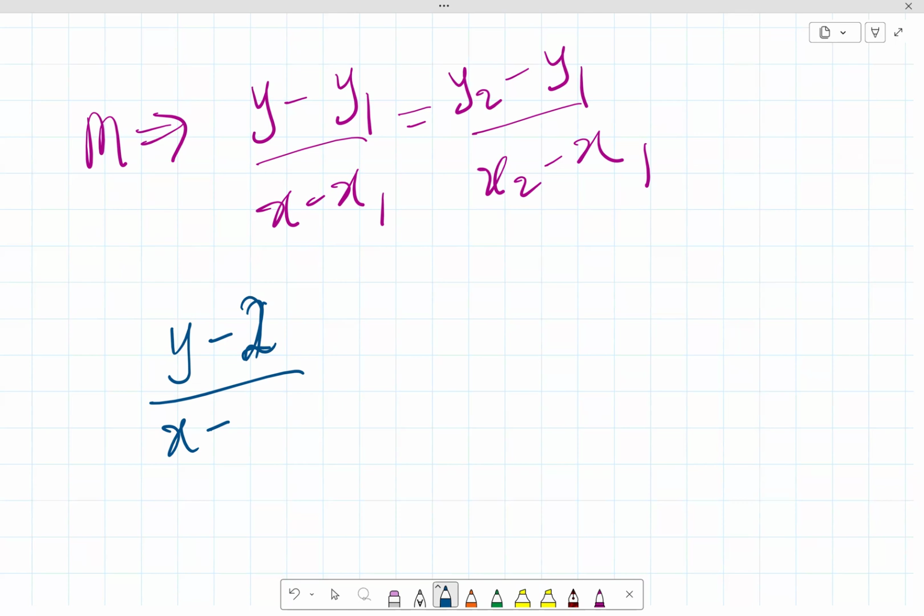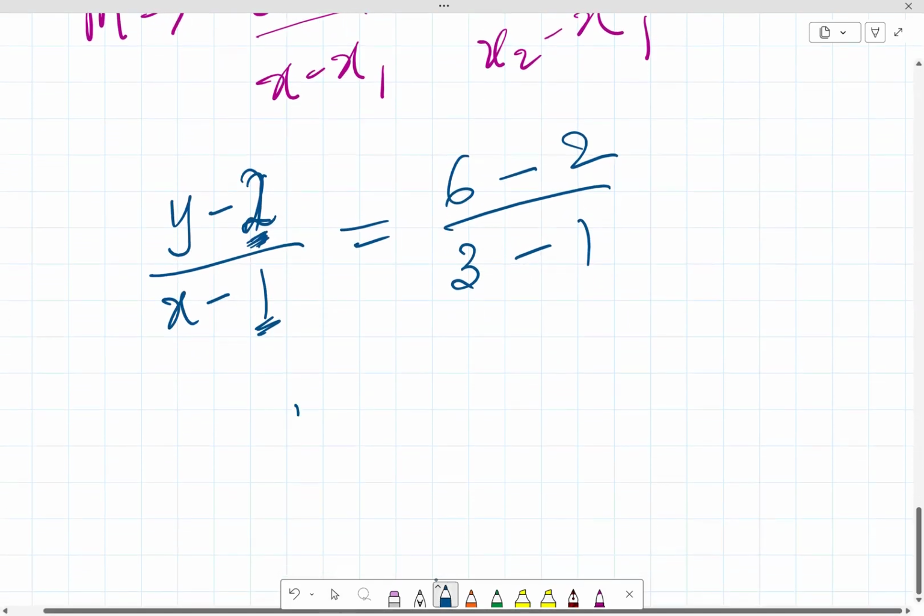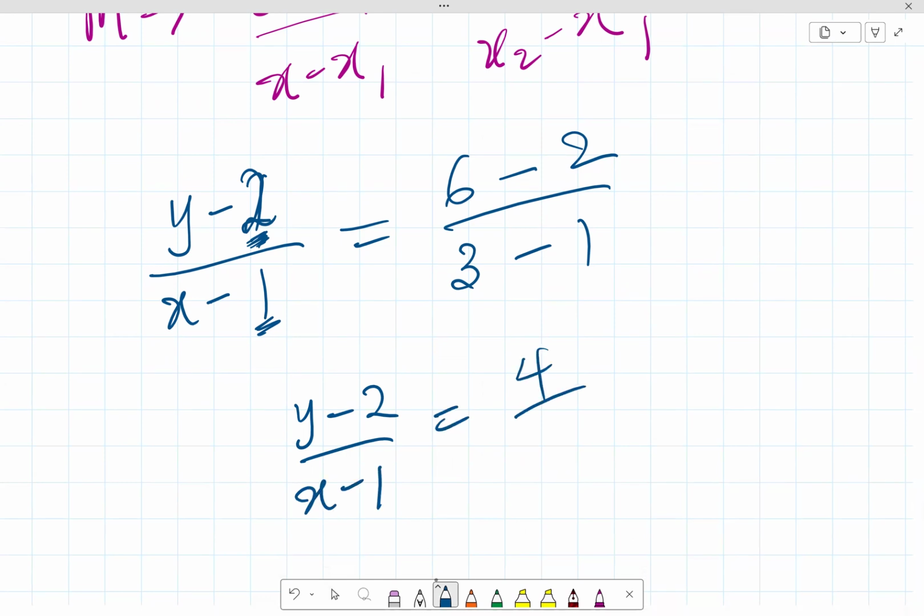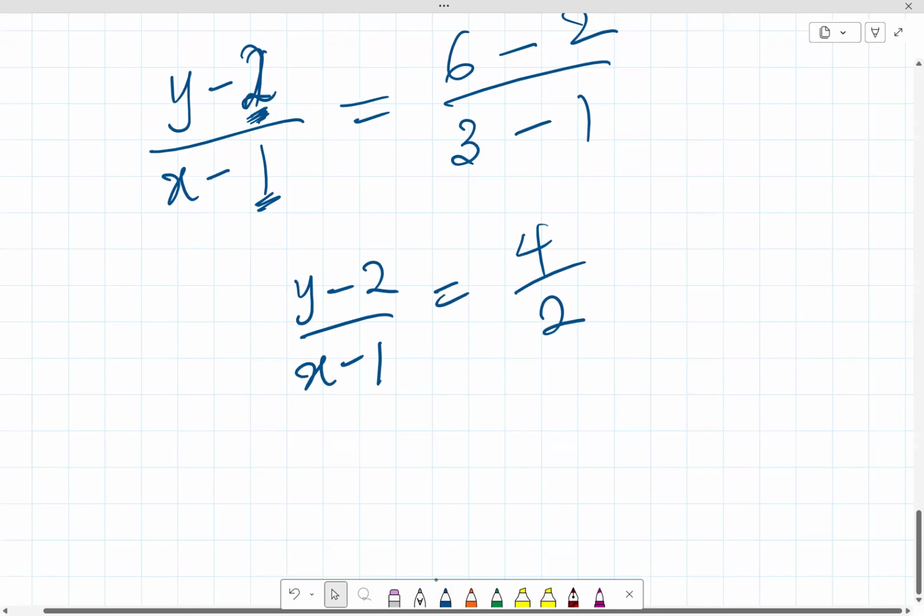Then that is equal to y2, which is 6, minus the y1, which is 2, all over x2, which is 3, minus this x1. So you have y minus 2 all over x minus 1 equals 6 minus 2 over 3 minus 1. So you have y minus 2 over x minus 1 equals 6 minus 2 is 4, 3 minus 1 is 2. So this is still y minus 2 over x minus 1 equals 2.